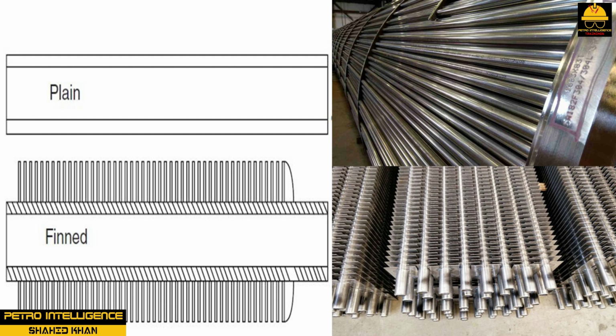Tube materials include brass, carbon steel, copper, cupronickel, glass, stainless steel, specialty alloys, Monel, nickel, and tantalum.